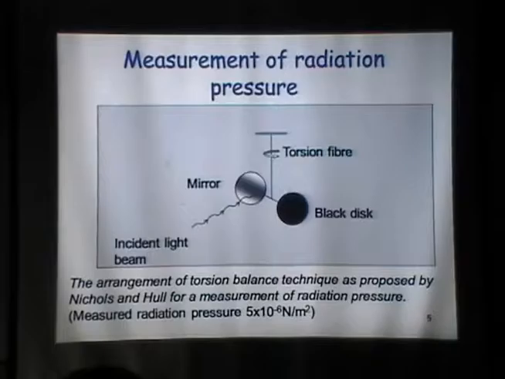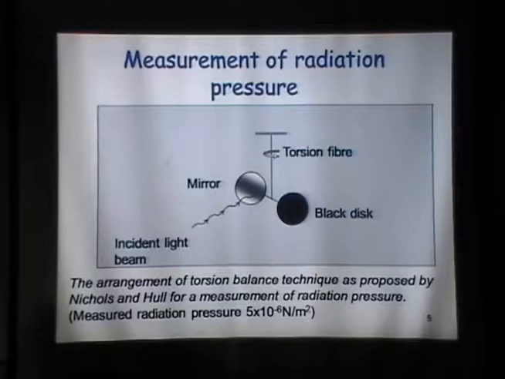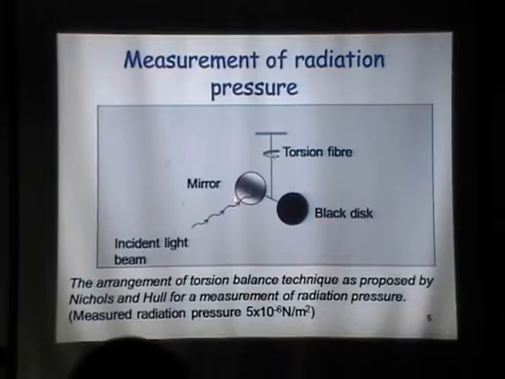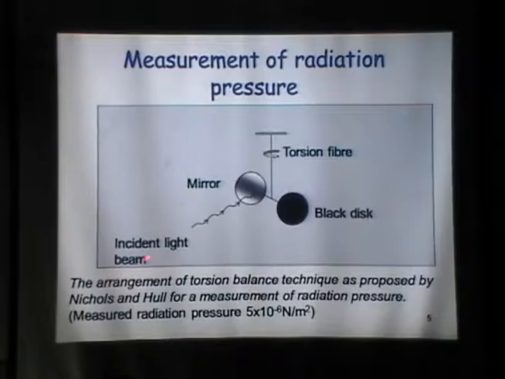Okay, and the radiation pressure has been a fascinating subject for a very long time. Long ago, Nichols and Hull were trying to measure it. That was so long ago that lasers were non-existent, and it was a very difficult experiment. The idea was that you have an incident beam of light, a perfectly reflecting mirror, and a black disk, all suspended on a torsion fiber. If radiation pressure is acting, then we should see the torsion occurring. That was very difficult, and the measured radiation pressure is 5 times 10 to the minus 6 meters squared.